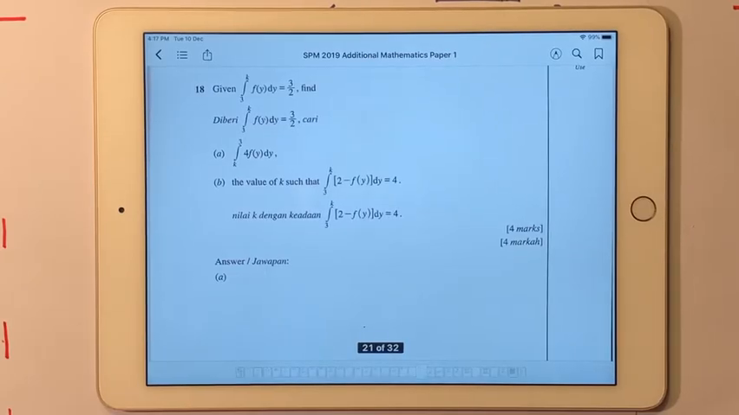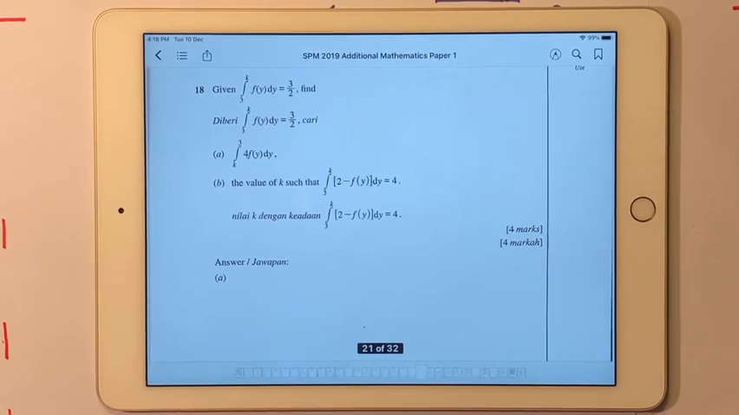Question 18. Given the integral from 3 to k of f(y) dy is 3 over 2, find the integral from k to 3 of 4 f(y) dy. And part B, find the value of k such that the integral from 3 to k of 2 minus f(y) dy is equal to 4.